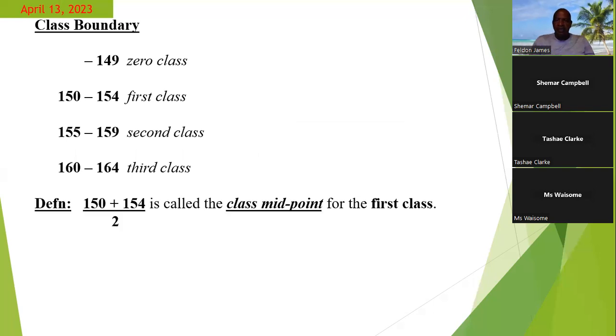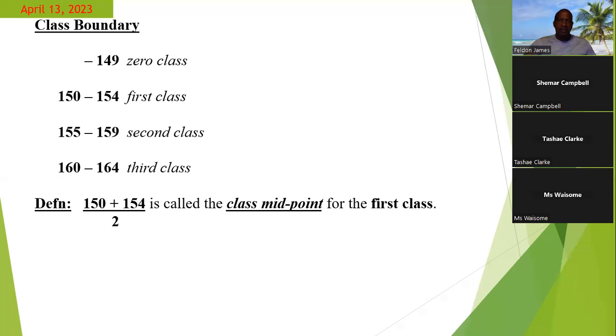So we know the idea of limits, and we make a distinction between limits and boundaries. The class limits tell you where the class starts and where it ends, but the boundary would tell you exactly where two classes are separated. The boundary would be the value between two consecutive classes, where they have both limits close to each other. So it would be the value between the two limits.